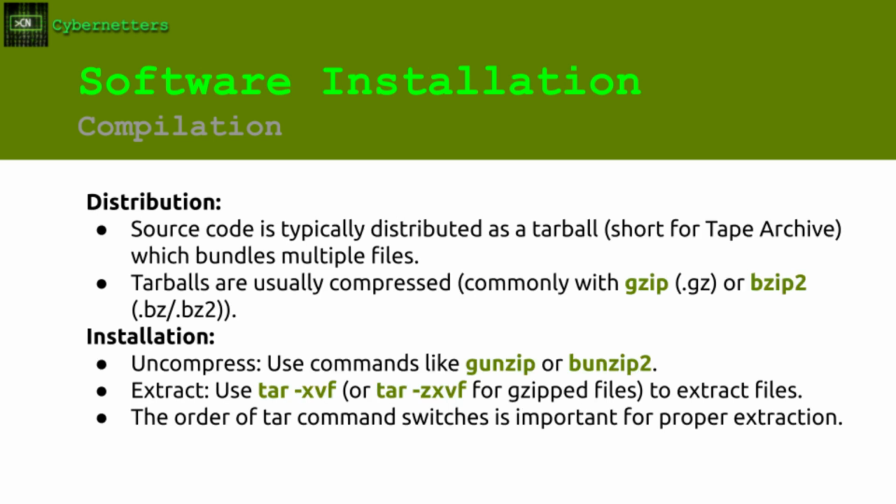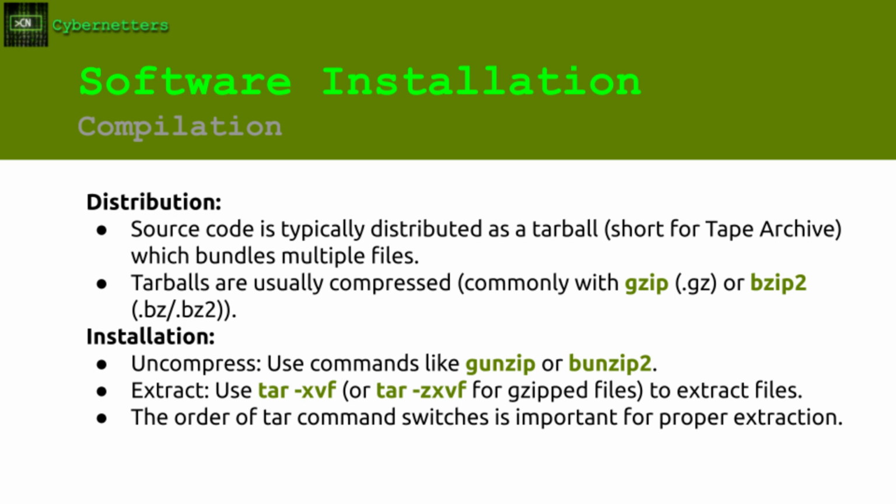When you download the source code for Unix, it usually comes in a tarball, which is short for tape archive. Essentially, it's a single file bundling all of the source files together, which is often compressed with gzip or bzip. So to install from a tarball, you must first uncompress it using tools like gunzip or bunzip. Then you extract it using a tar command.